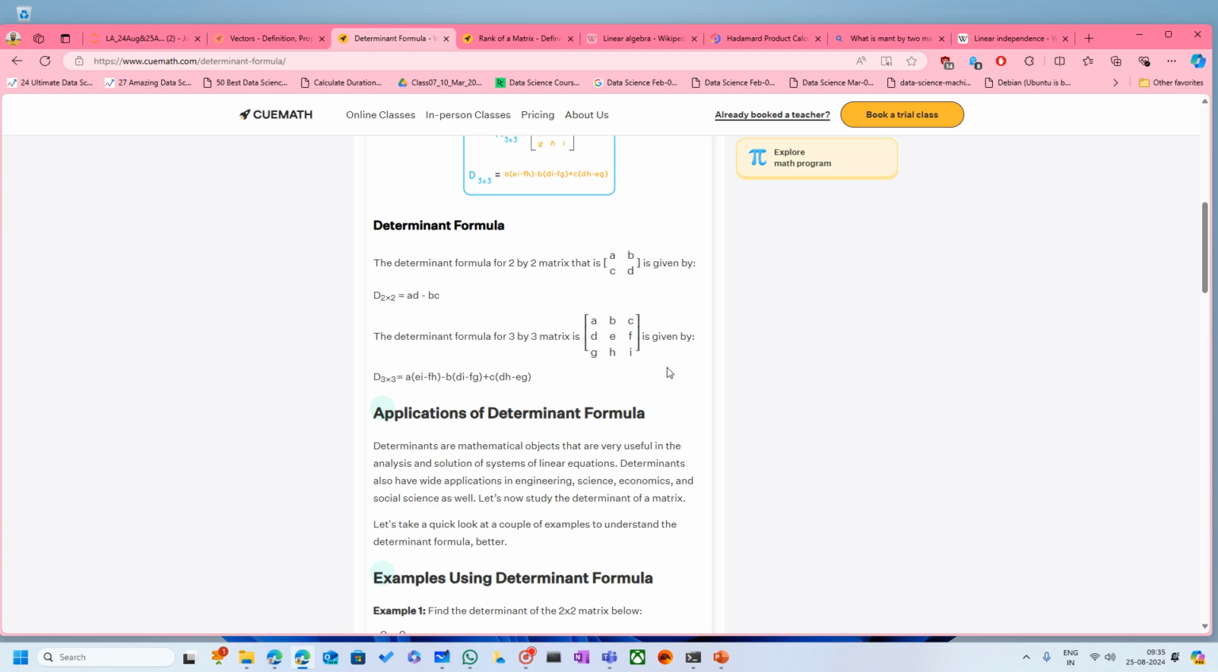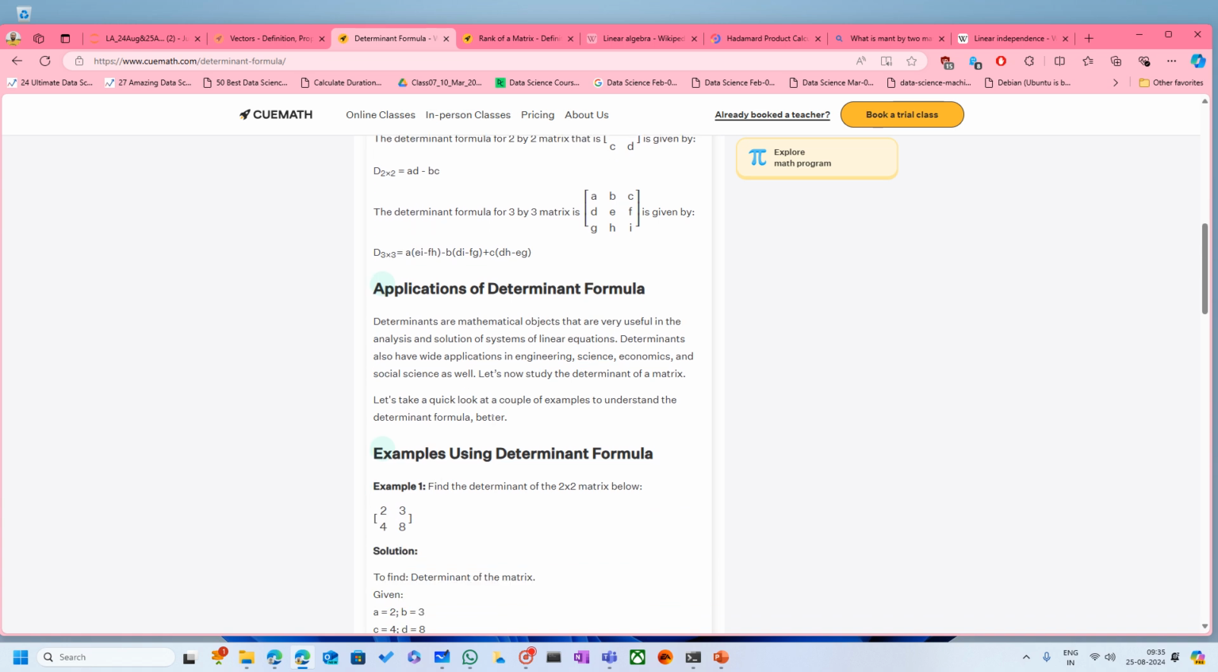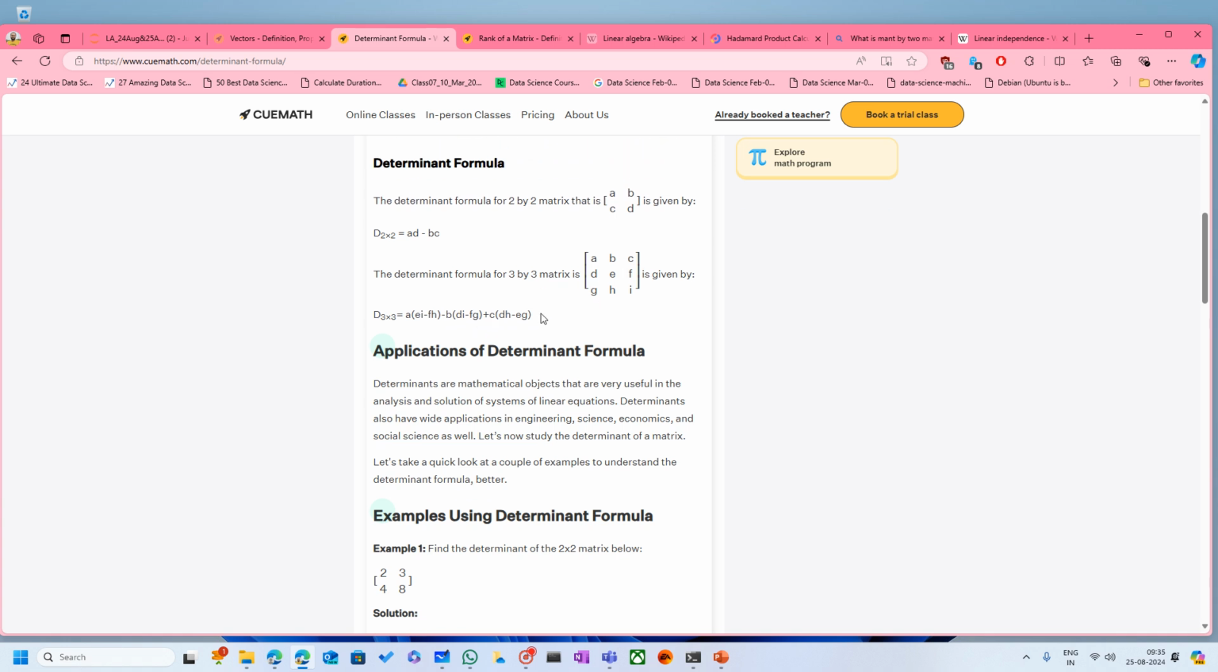But for a 3 by 3 matrix, as you can see, A into (EI minus FH), minus B into (DI minus FG), plus C into (DH minus EG). Okay, so this is the formula for the determinant. You can go through your practice sessions, or you can just take one example and write it, to understand how this works. But it's simple enough.